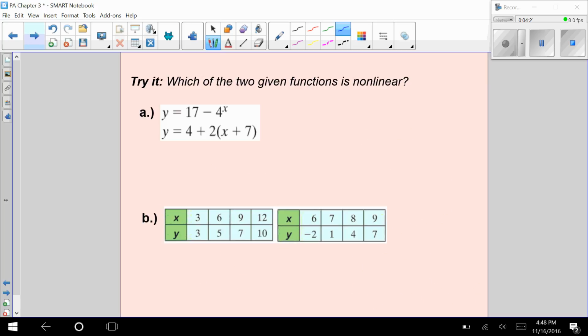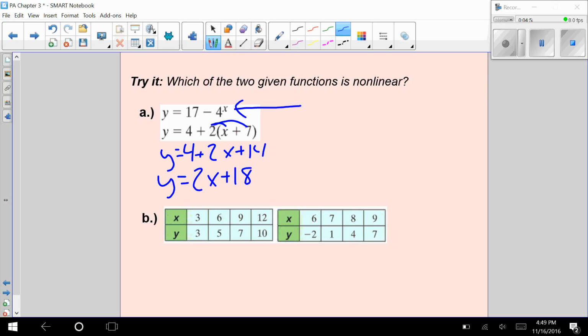All right, look at these two and tell me which of the two functions is nonlinear. One of them is nonlinear, one of them is linear. So looking at these, the top one seems pretty much simplified. The bottom one will have to simplify. So we'd have 4 plus 2x plus 14 because we need to distribute here. So y equals that. We'll combine our like terms. We get y equals 2x plus 18. Well, that doesn't have an exponent other than 1. This top one has a variable in the exponent. So that is the nonlinear one.